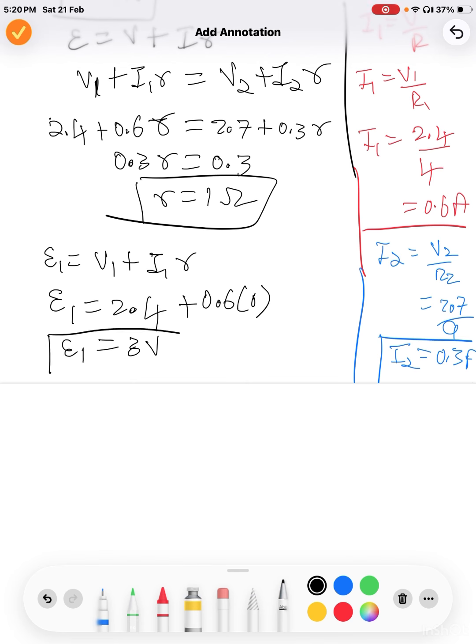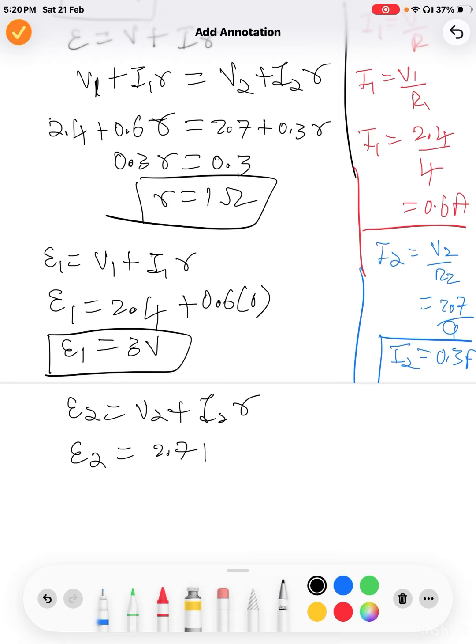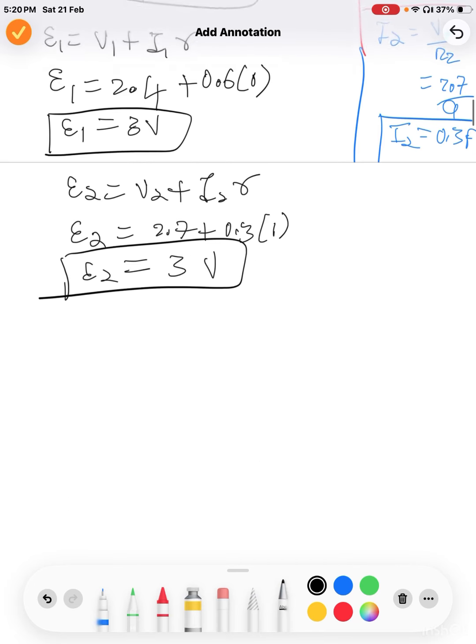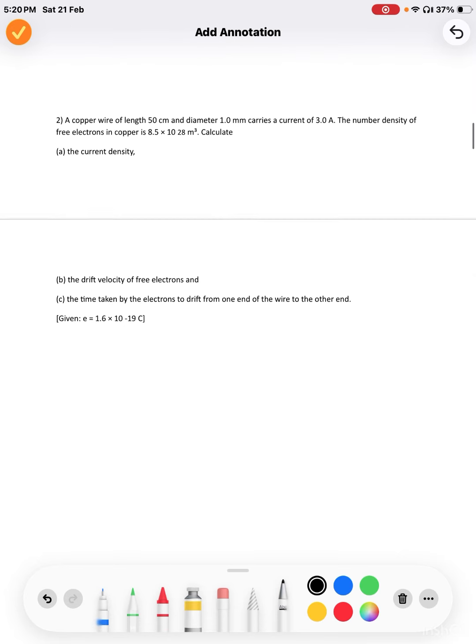If you find E2, that also becomes the same because E1 is equal to E2. Check: E2 equal to V2 plus I2 into R. So E2 equal to V2. What is the V2 value? 2.7. I2 value 0.3. R value is 1. So that becomes 3 volt. This is the E2 value. Yes, so we'll move to the next question.